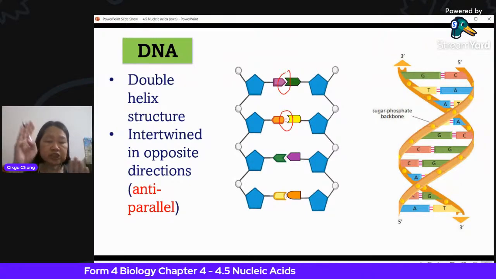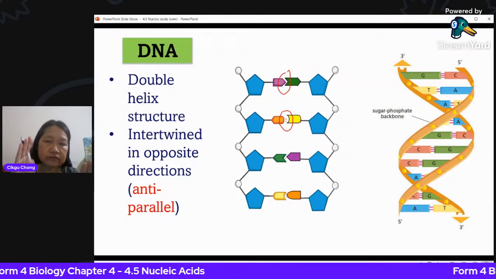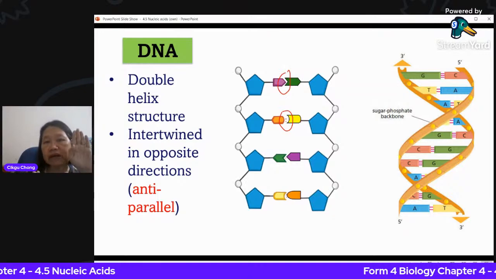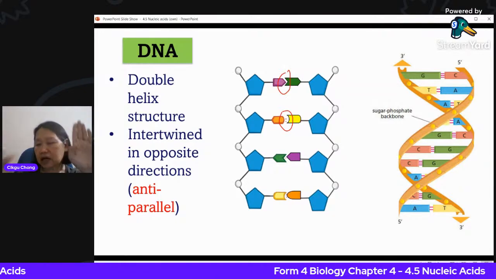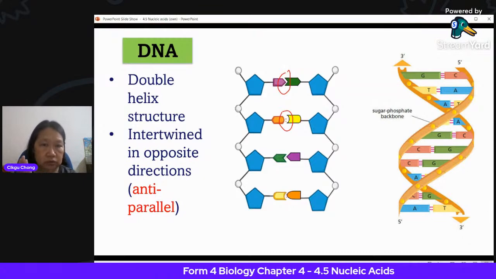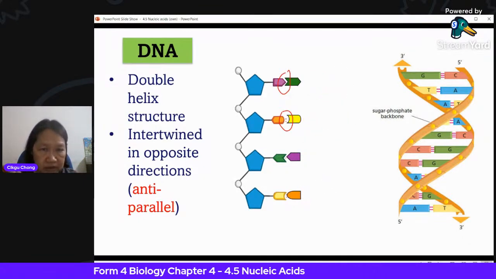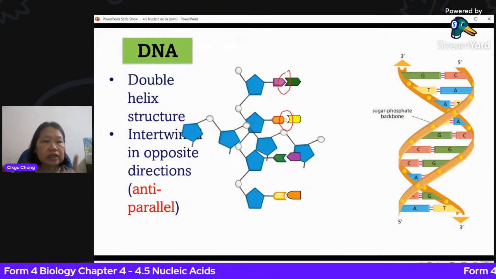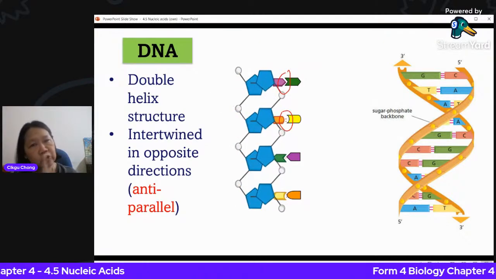It is the direction of your sugar phosphate backbone. The one on the left is like this, right? It's facing up. The other one is not facing up. Okay, so this is what the students will always make. Okay, I'll rub this away. It is like this actually. You want to draw it, you have to flip it over.